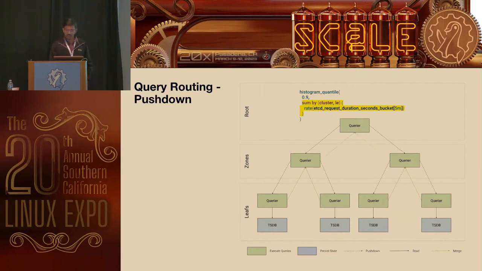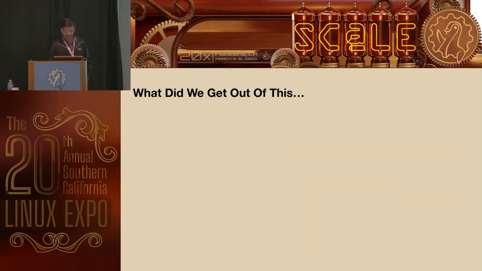The zone queriers pass it to the root, where it is then again aggregated, and then the histogram gets applied on top of it. So this not only means that you're pushing lesser amount of data back up the stack, but also you are divvying up the problem into much more manageable chunks, rather than how we are conventionally used to doing with the Prometheus.